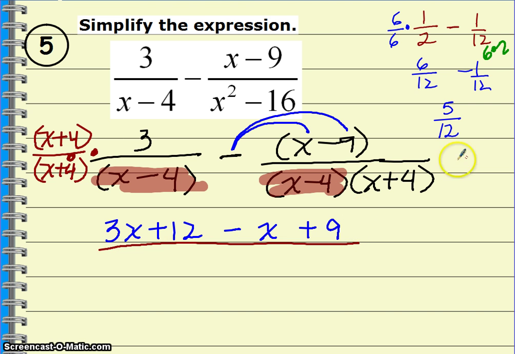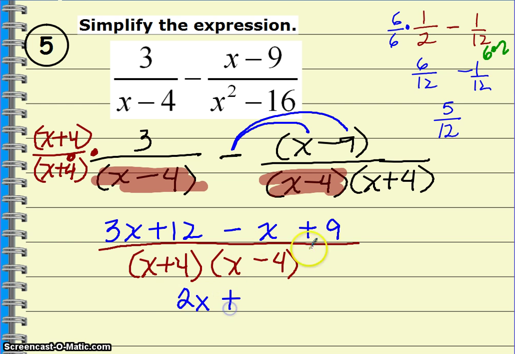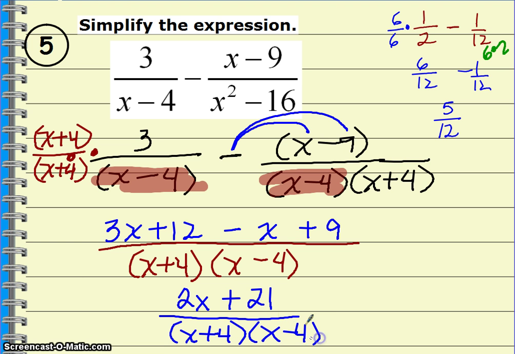So then I write my denominator as x plus 4 and x minus 4. I combine like terms in my numerator. I get 2x plus 21 over x plus 4 and x minus 4. I notice that nothing can factor out of my numerator other than 1, so I am finished. And there's my answer.